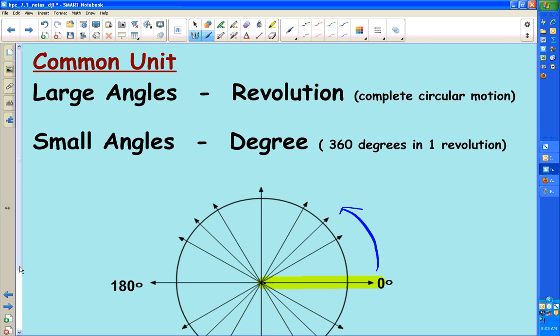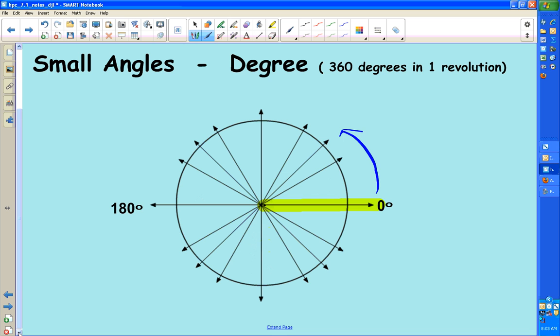Remember that you always are going to start from horizontal right and go counterclockwise. Counterclockwise is your positive direction. If you go clockwise, you're going in a negative direction. And just a little side note right now, negative angles are bad.